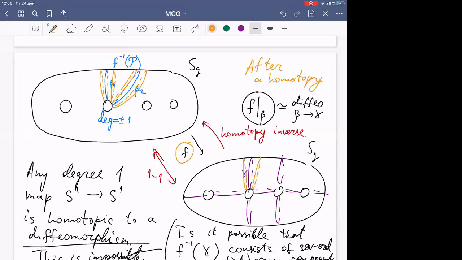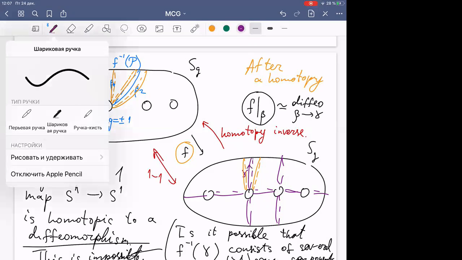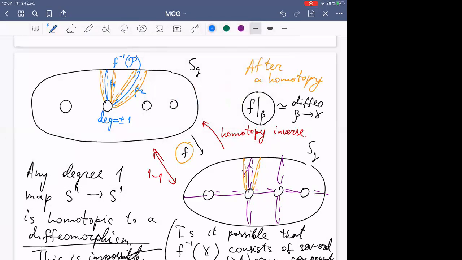But now look, when we speak about homotopy classes, we actually mean not curves, but oriented curves. So moreover, let us choose an orientation of gamma. Then we can choose the orientations of beta 1 and beta 2 so that the degree is 1. And then beta 1 and beta 2 are isotopic, and the isotopy respects these orientations.